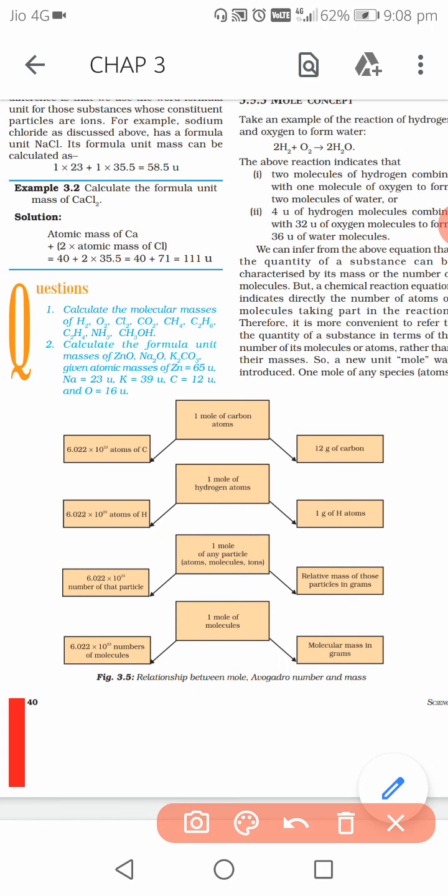Then the rest you can do. I think NH3, C2H4, nitrogen is 14, so in that way you can calculate, and still if you have any doubt you can ask later on.